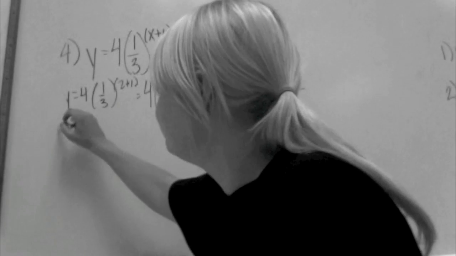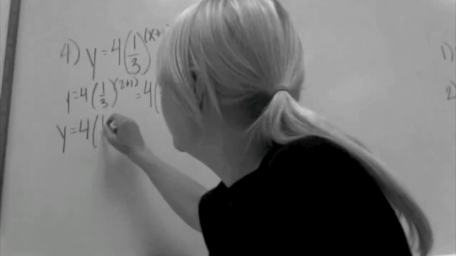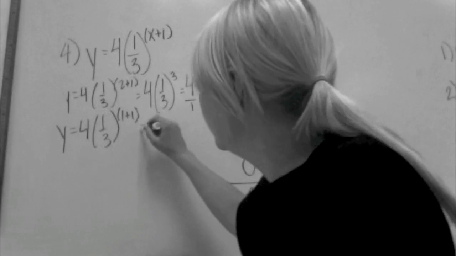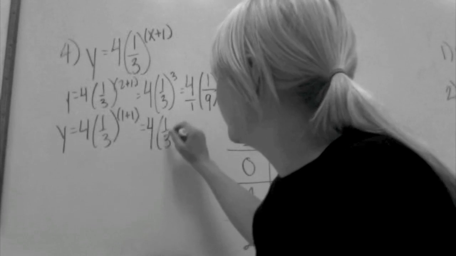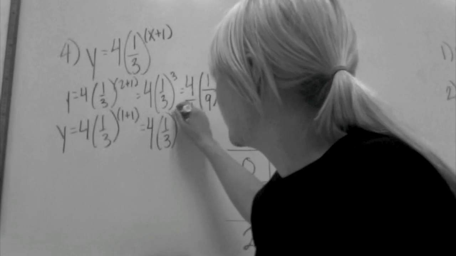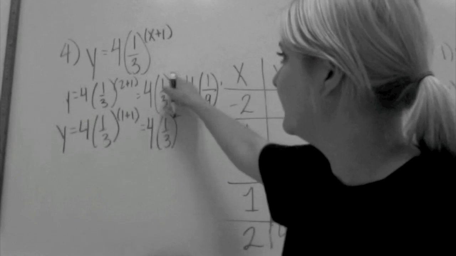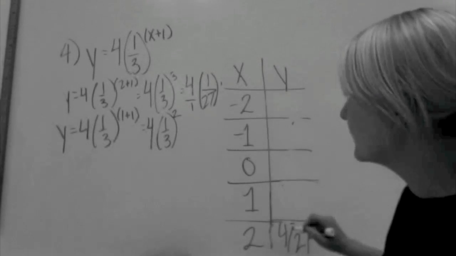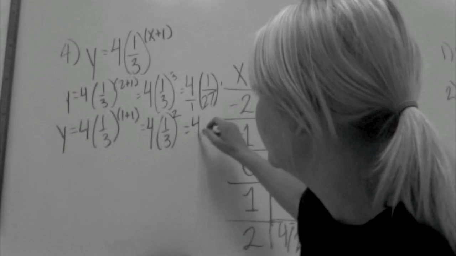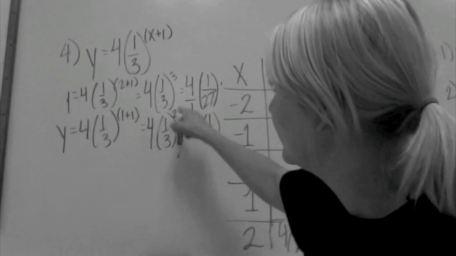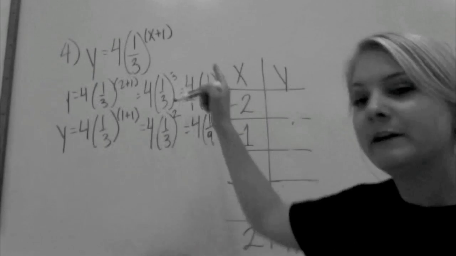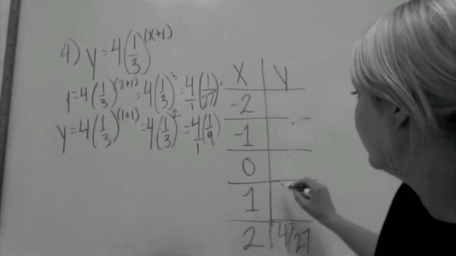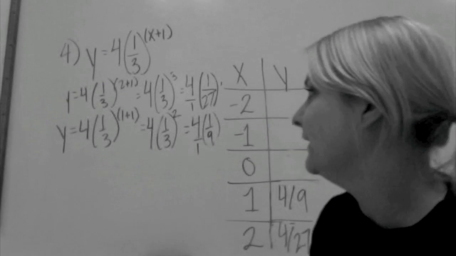When x is 1, we get y equals 4 times (1/3) to the power of 1 plus 1, which equals 4 times (1/3) raised to the power of 2. And I realized a mistake here. 3 to the power of 3 is not 9, it's 27. So it'll be over 27. Here we'll get 4 times 1 over 9. 1 squared is 1, 3 squared is 9, 3 cubed is 27. Pardon my mistake. So here, when x is 1, we get a y value of 4/9.